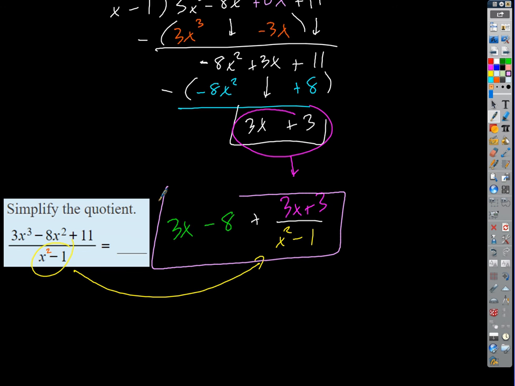Now, looking ahead, we're going to talk about this in the near future. What would happen if x squared minus 1 happened to be a factor of the numerator? If it divided in evenly, how would my answer look different? There'd be no remainder, right? Everybody see that? Okay.